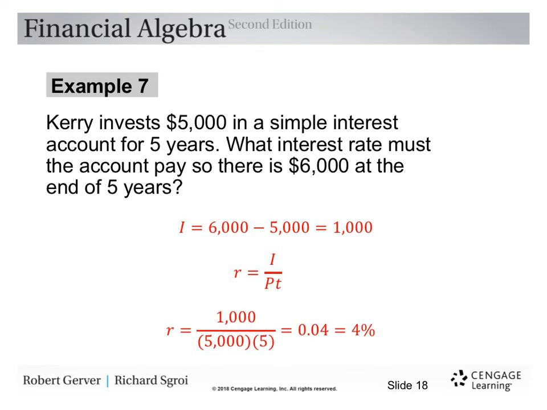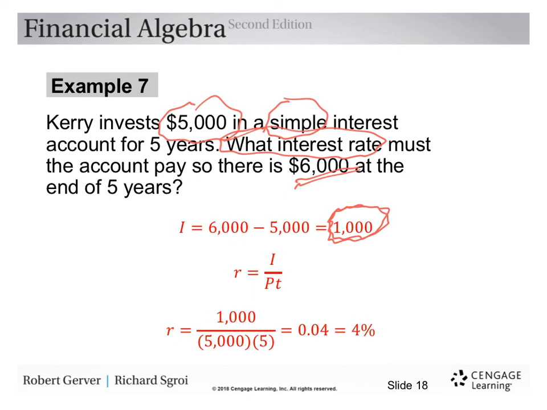All right, another example. Kerry invests $5,000 in a simple interest account for 5 years. What interest rate must the account pay so that there is $6,000 at the end of 5 years? All right. So therefore, we've got 6,000 minus 5,000. That means you want to earn $1,000 in interest, okay? All right. We want to know the interest rate. What interest rate? All right.